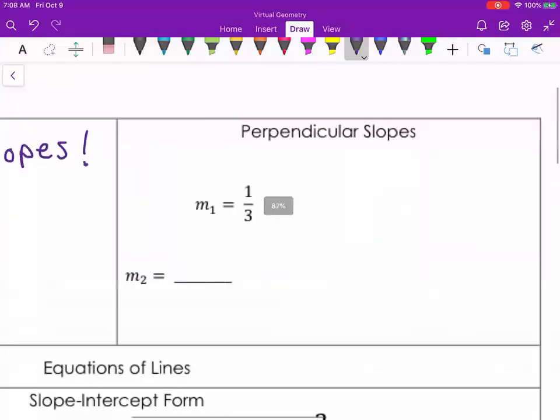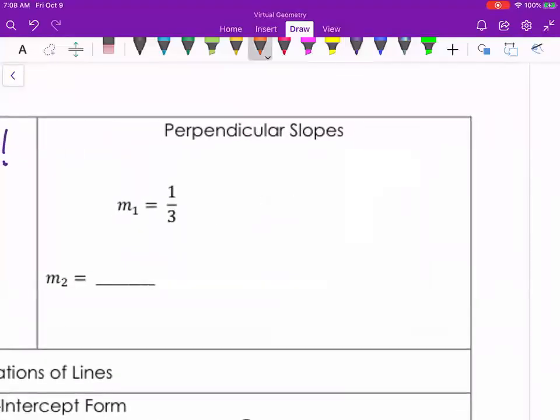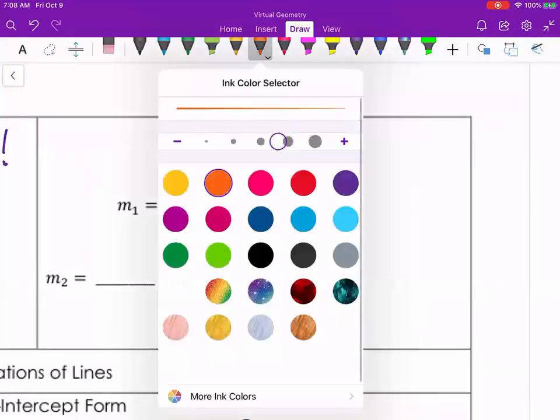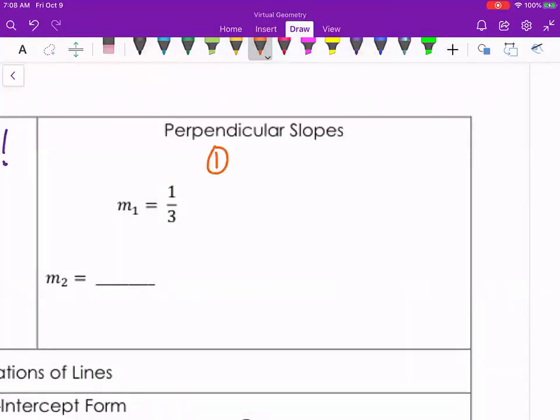Now, perpendicular is a little different. Perpendicular, we need two things. First thing that needs to happen is a sign change. If we start off positive, our new slope for perpendicular must be negative. So right now, looking at our slope 1, M1, it is a positive 1/3. So my new one has to be negative.